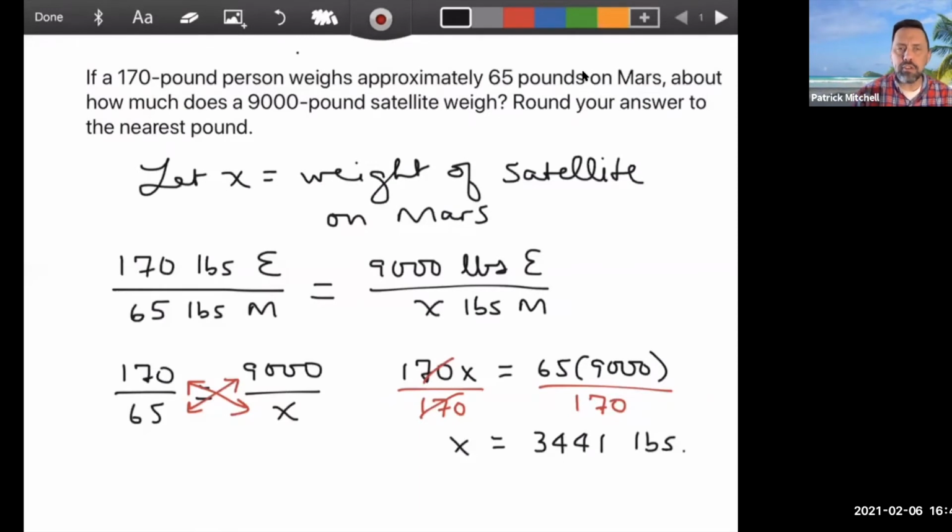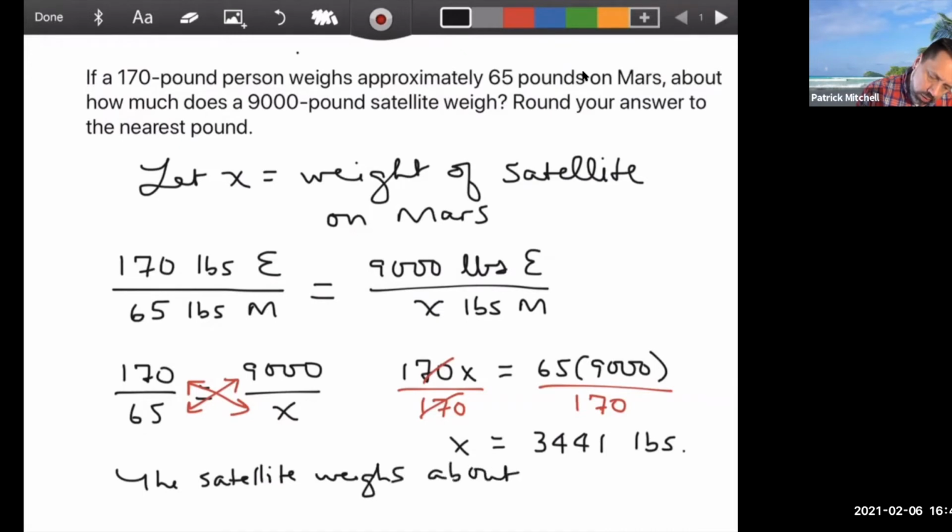All right, and then I was talking about Mitchell's commandment. So Mitchell's first commandment is thou shalt clearly define a variable. Mitchell's second commandment is thou shalt write thine answer as a complete sentence. So you could say something like the satellite would weigh, or let's just say weighs about 3,441 pounds on Mars.